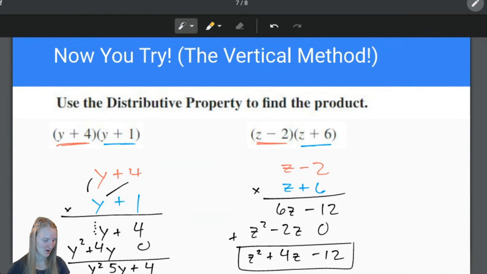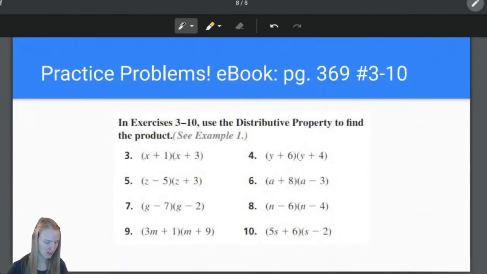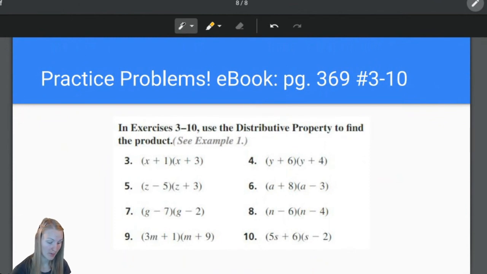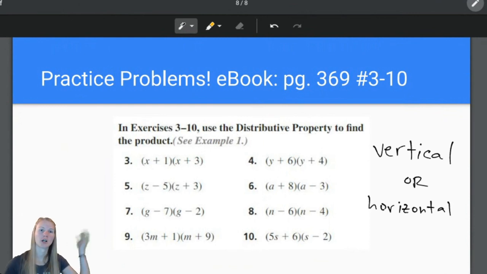Hooray! Alrighty. So these are the practice problems from the book about using the distributive property to find the product. You can use the vertical or the horizontal method. It does not matter. Whichever one you like better will work just fine. But these are some practice problems you can do to practice this method if you liked this method.